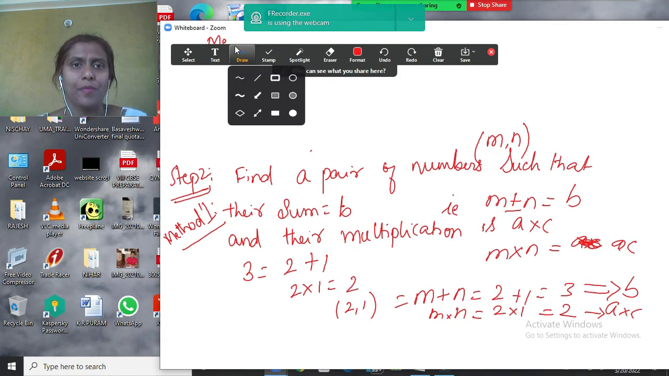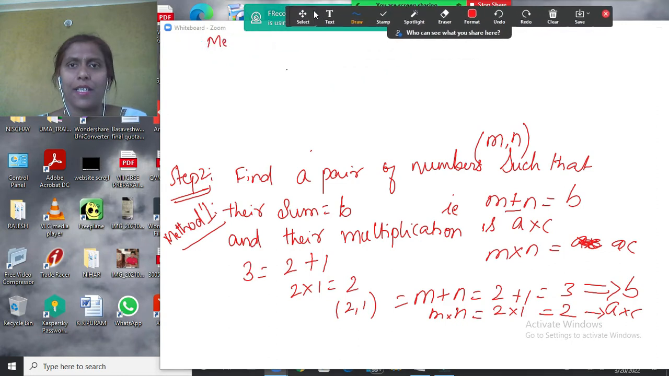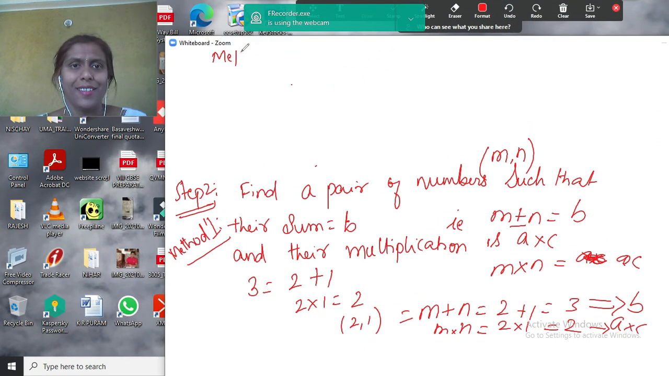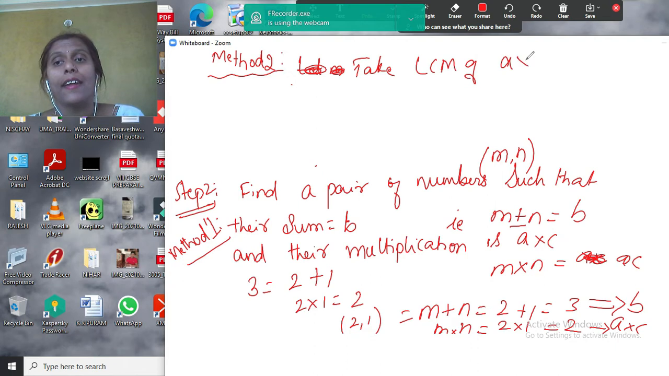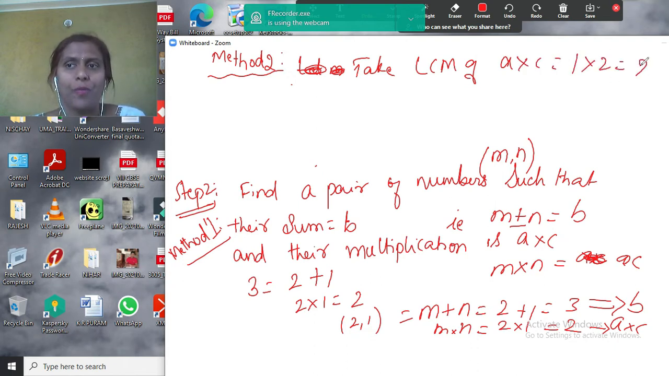So one second, let me take method 2. Got it? So here comes the climax. Now let me take the LCM of A into C. What is A? 1. What is C? 2. So A into C is 2. Okay, now let me take the LCM.